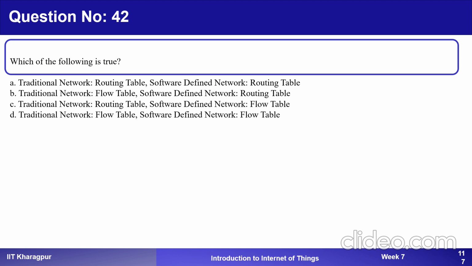Anyone? This is very easy. Option C, right. In case of your traditional network, different routers maintain routing tables. However, in case of your software defined networking, your switches maintain flow tables. So option C is correct.